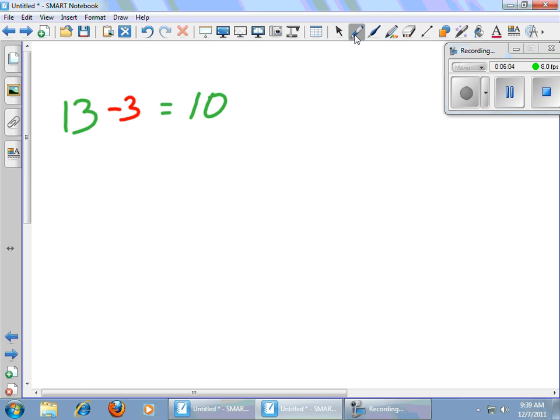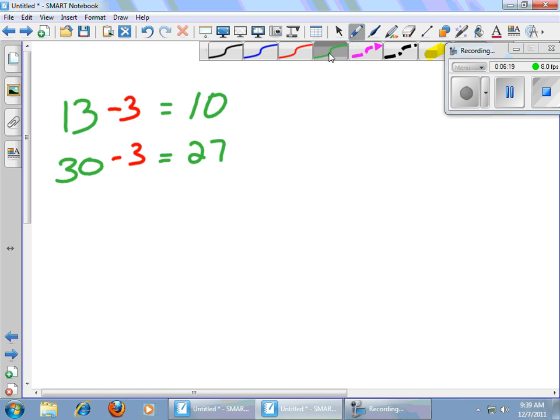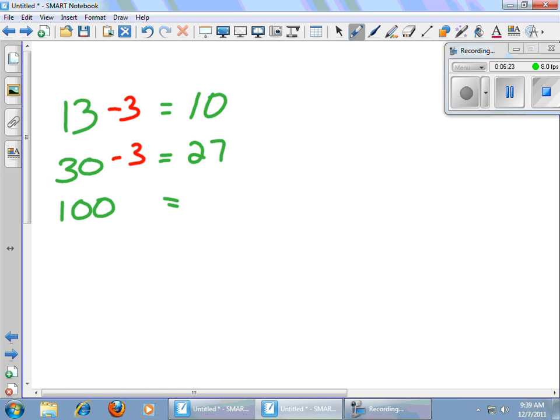Okay, let's try again. The number is 30. What number is 3 less? Hopefully you said 27. My question to you is, how did you get there? I subtracted 3. All right, let's try again. 100. What number is 3 less than 100? Hopefully you know that it's 97. One more time, how did you get there? I subtract 3.